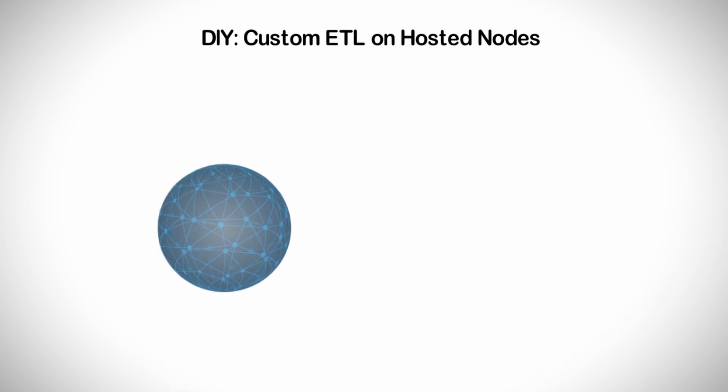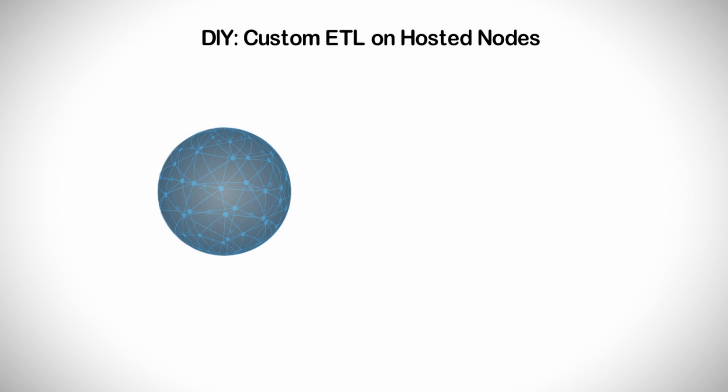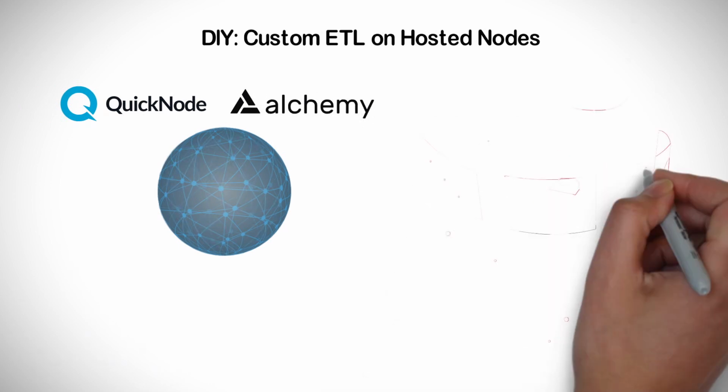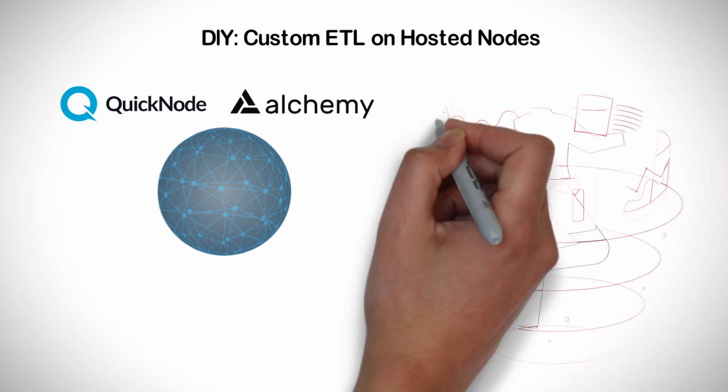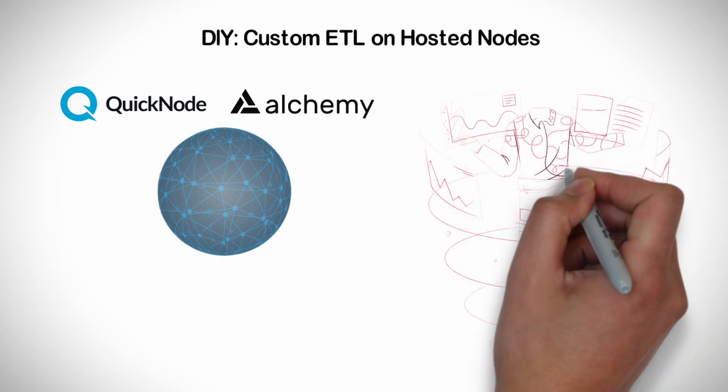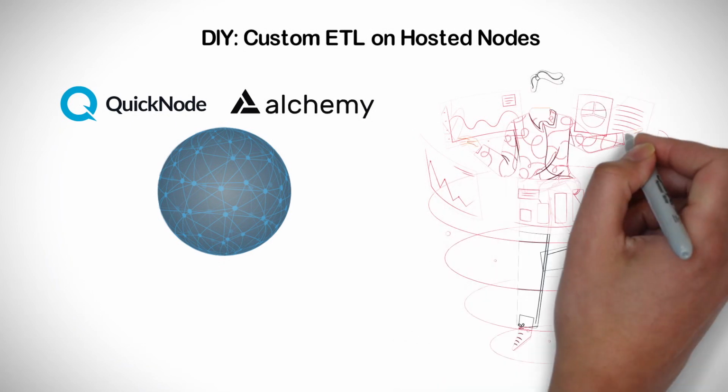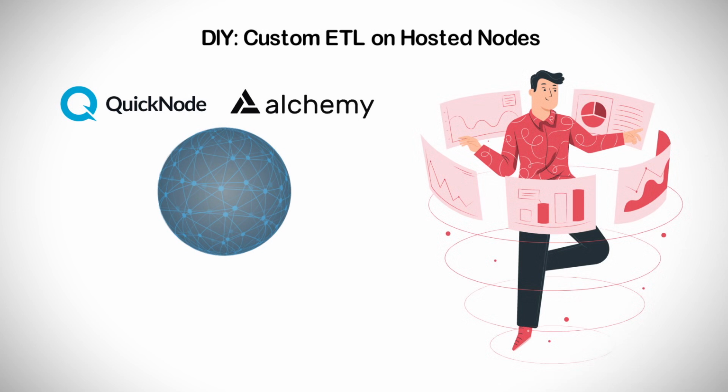DIY, Custom ETL on hosted nodes. First on the list is for those who want to do it yourself. You have the option to self-host a node or spin one up by using services such as QuickNode or Alchemy. From there, most blockchains support clients that can connect to nodes via RPC and return data in JSON format. The best thing about DIY is that you have complete control over your data pipeline, along with having flexibility on what's extracted and how the data is stored.